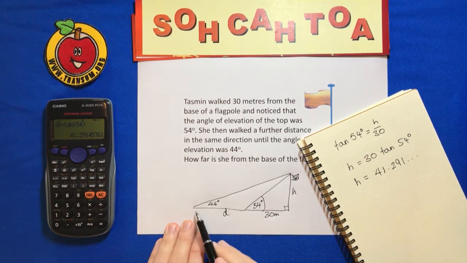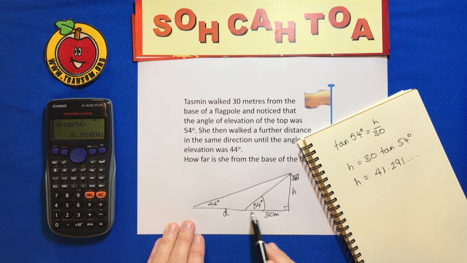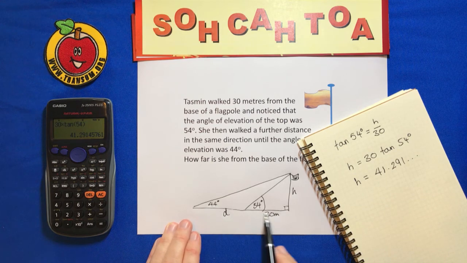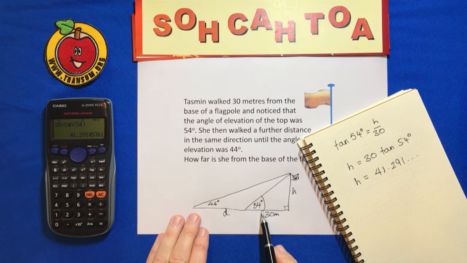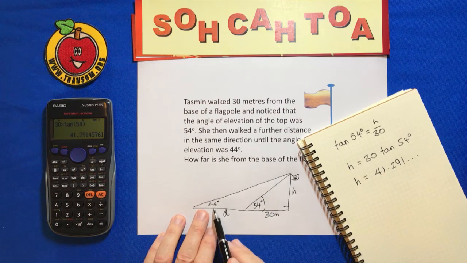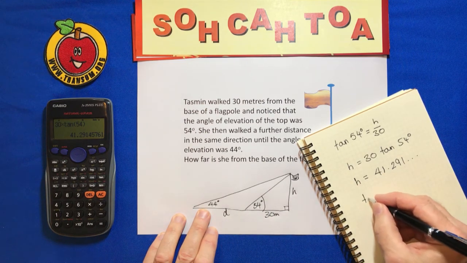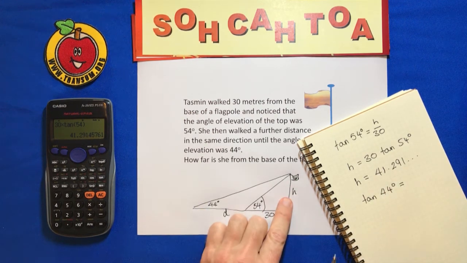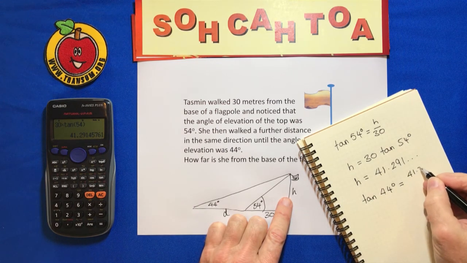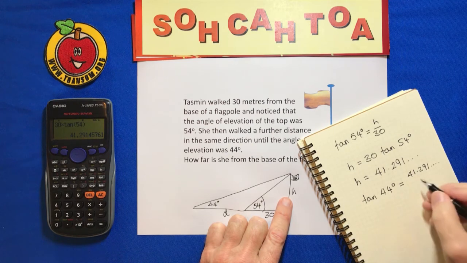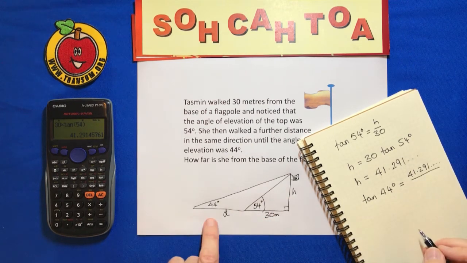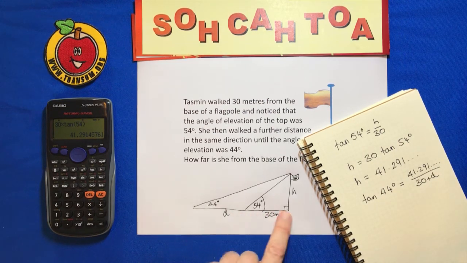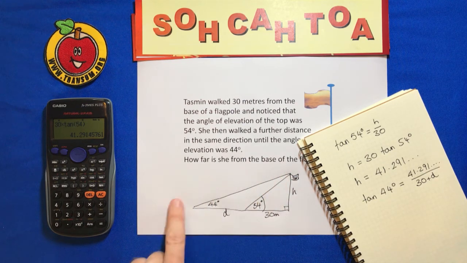So now I'm going to look at this big right angle triangle here. I now know the height, and really I want to know this whole distance here. So can you see that in this big right angle triangle, the tan of 44 degrees is equal to the opposite. That's the height, which is the 41.291, whatever that is on the calculator, divided by 30 plus d. That is the adjacent side of this big right angle triangle.